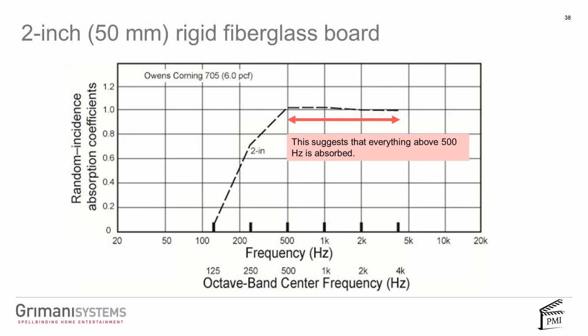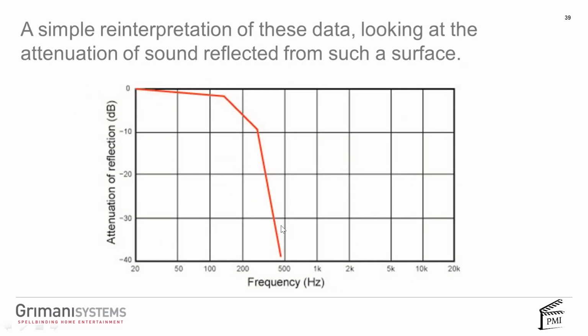What is the effect of a sound reflection? So here's our 2-inch absorber in a very schematic form, showing its absorption character. Here it is absorbing down to 500 hertz and then falling off. That means everything above 500 hertz is absorbed. That also means that everything below 500 hertz is reflecting off the wall, right?